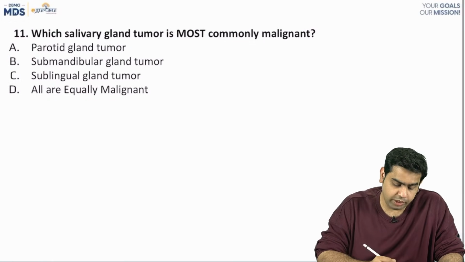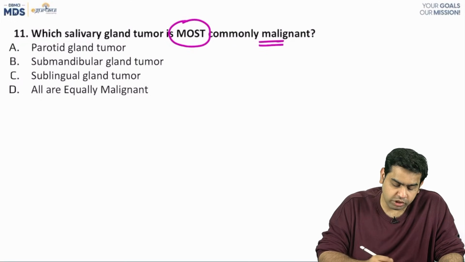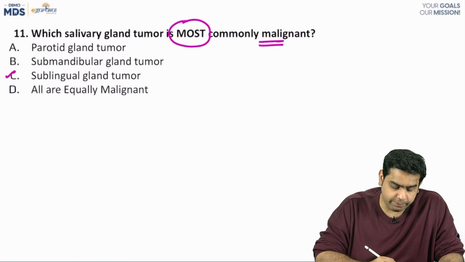Perfect. Now, which salivary gland tumor is most commonly malignant? So out of the options given to you, parotid gland, submandibular, sublingual gland, all are equally malignant. So what is the answer over here? It is the sublingual gland.